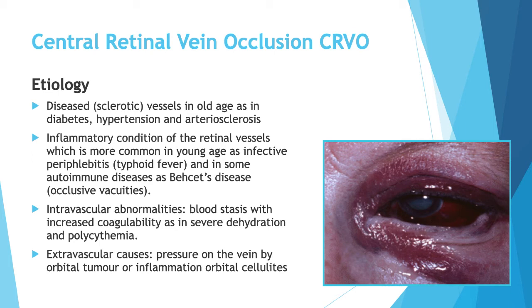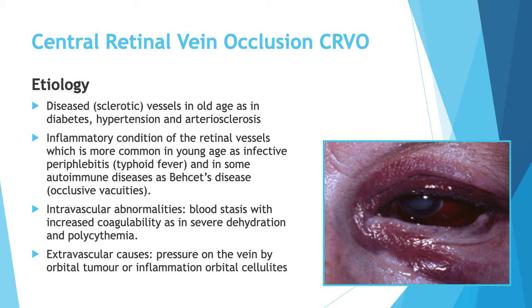Third thing is intravascular abnormality, blood stasis with increased coagulability as seen in severe dehydration and polycythemia. That's why it's very common to find the patient presenting with central retinal vein occlusion while they are doing some exercises, losing some water and dehydration, and they don't drink much. Also, it can happen at night because of the stagnation of blood and thrombus formation ability.